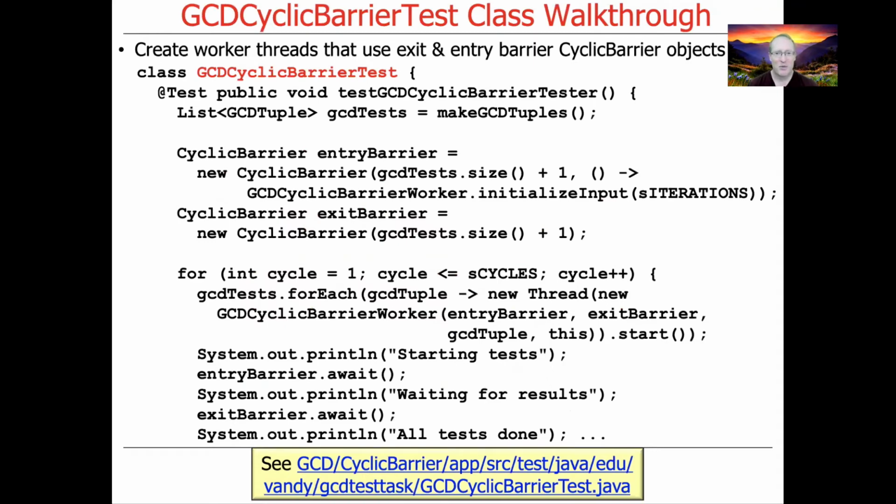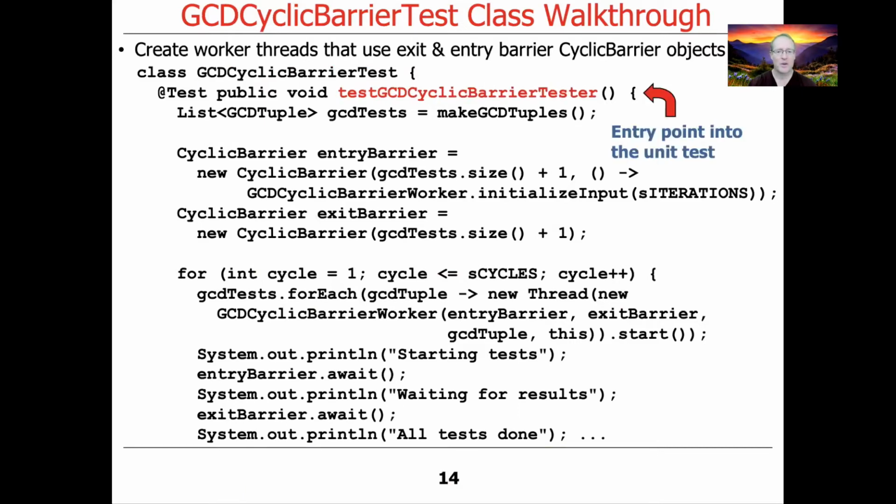So the main class we're going to start with is something called GCDCyclicBarrierTest. What it's going to do is create a bunch of worker threads that will use cyclic barrier objects as entry and exit barriers. And this is really going to show off the power of cyclic barrier. It's very cool and does all the things that you'd want for entry and exit barriers. I'll also compare and contrast it with countdown latch as we go through the code.